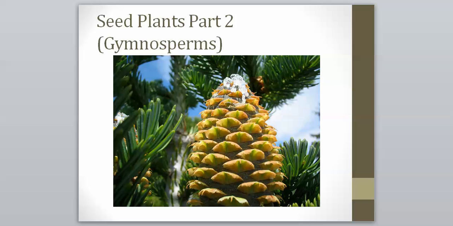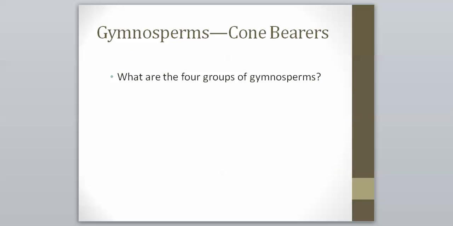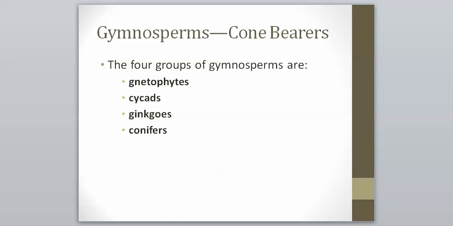We are getting into, in specific, our first type of seed plants, and those are gymnosperms. So the first thing we're going to look at is, what are the four groups of gymnosperms? Remember, we said that these are the cone bearers, so these are the ones that reproduce using cones. Our four types are gnetophytes, cycads, ginkgos, and conifers. So those are our four types of gymnosperms.